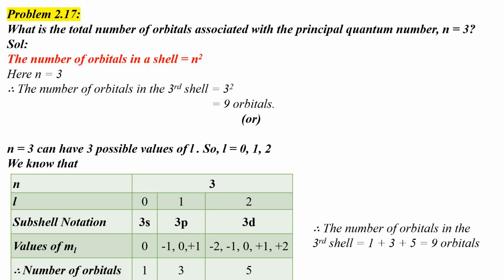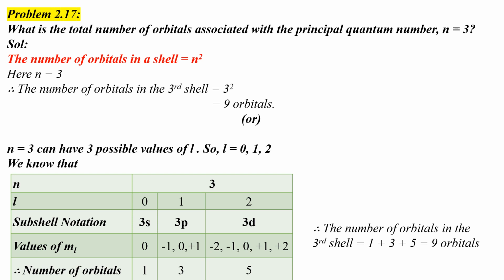When you learnt about the principal quantum number, you should have come across this formula. The number of orbitals in a shell is equal to n square. When n equal to 3, you have 3 square, which is 9 orbitals. So there are 9 orbitals in total in the third shell. This is the answer. There is yet another method of solving this problem. Now you can see how we can do that.